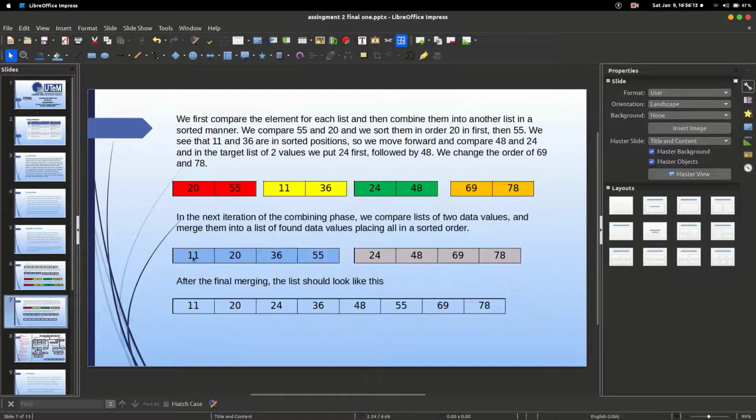Let's go to the next page. Here what we are doing, we are comparing possible two arrays and sorting which one is greater than which one.